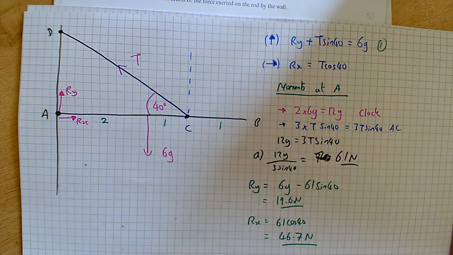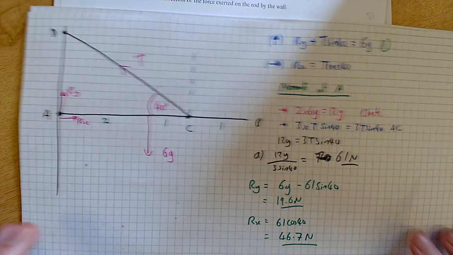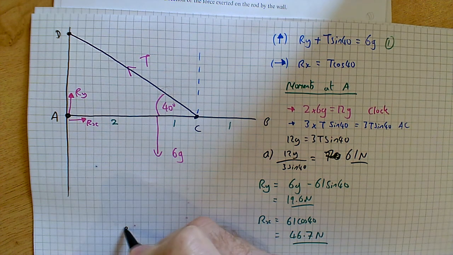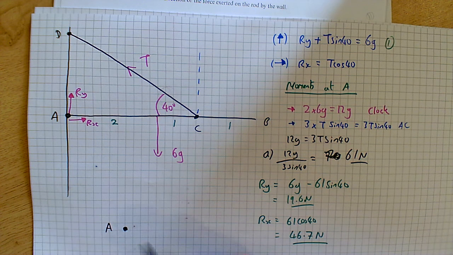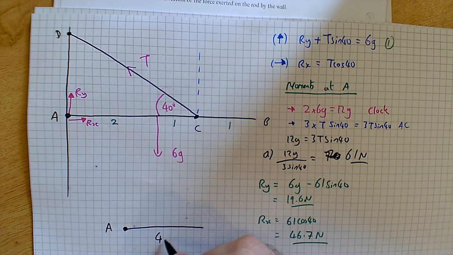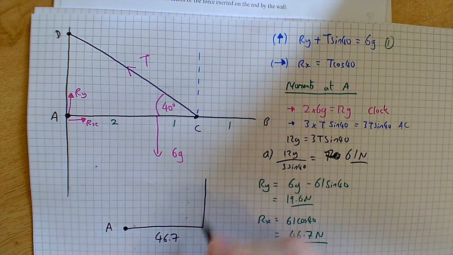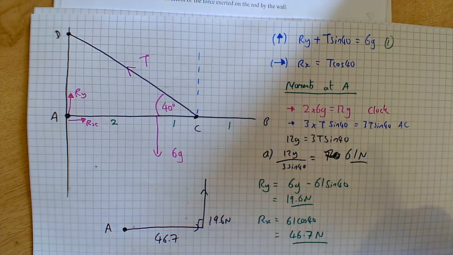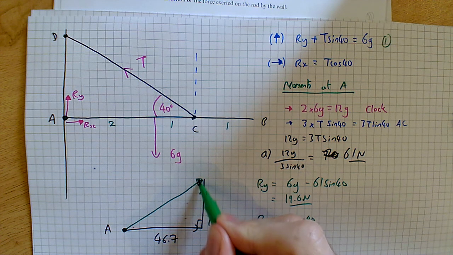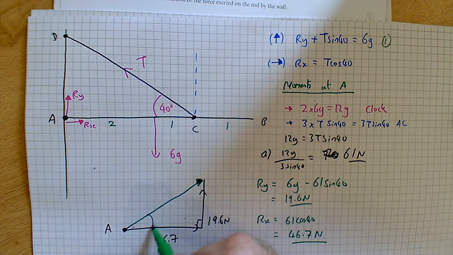It doesn't ask us for the two components of the force, it asks us for the overall magnitude and direction. So go back to drawing our force diagrams at a much easier time in mechanics. If I think about point A and what's going on, the point at the wall where the rod's contacting the wall, I've got a force of 46.7 going this way and a force of 19.6 going this way. If I want to find the overall magnitude and direction, here's my magnitude of the force, and here is my direction.